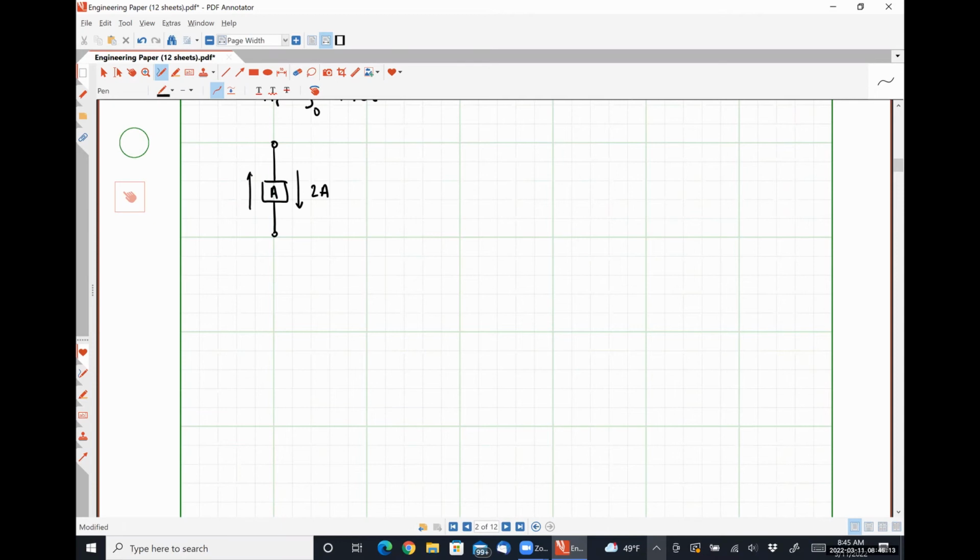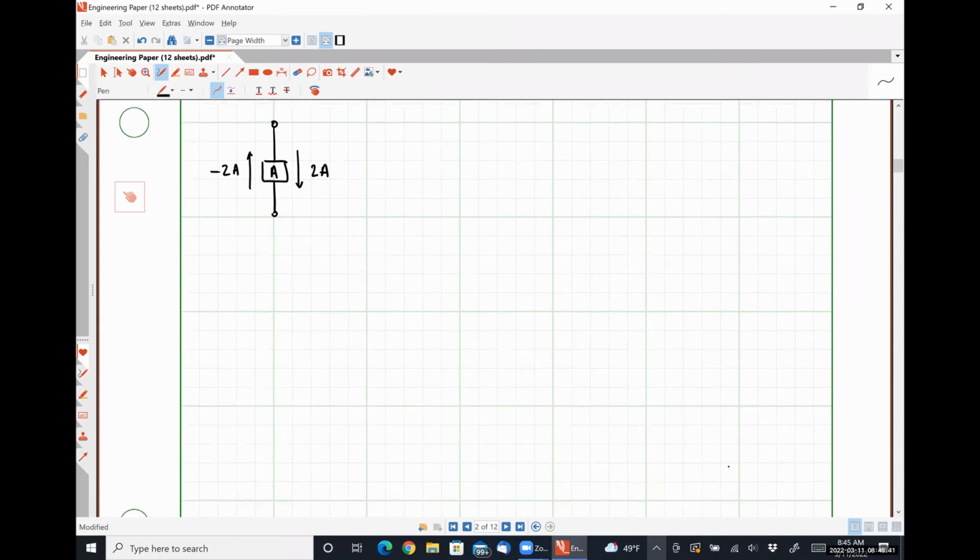How much current would be flowing up through the element? -2 amps. So when we change the direction, we change the sign. Absolutely. You guys are catching on. It's wonderful. There's only one means by which to describe a current, and it's with a magnitude and an arrow indicating its direction. So let's move on to current sources in circuits.